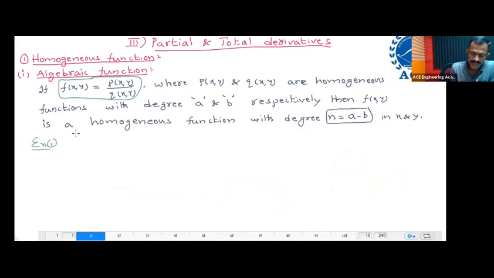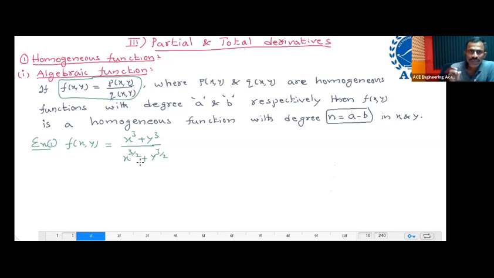Example number 1. f of x comma y equal to x cube plus y cube divided by x power 3 by 2 plus y power 3 by 2 only. This is some function of two variables x and y only. And this total function is free from all the transcendental functions only.